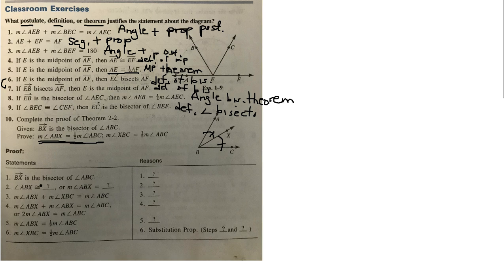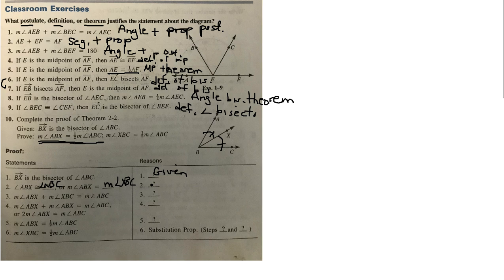So BX is the bisector of angle ABC. Now that's right here, so that's given. So they would say angle ABX is congruent to angle XBC, or it equals the measure of angle XBC. You can use either one, but since we're going to be adding them, we need to use the equal. So the next one is the measure of angle ABX plus XBC equals ABC, and that's your angle addition.